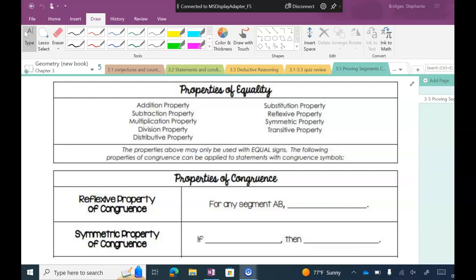The reflexive property of congruence. Again, we wrote this down on Friday, but we're going to rewrite it just to make sure we understand it. For any segment AB, the reflexive property says that segment AB is congruent to itself, segment AB. Nothing changes. It's exactly one segment congruent to itself.